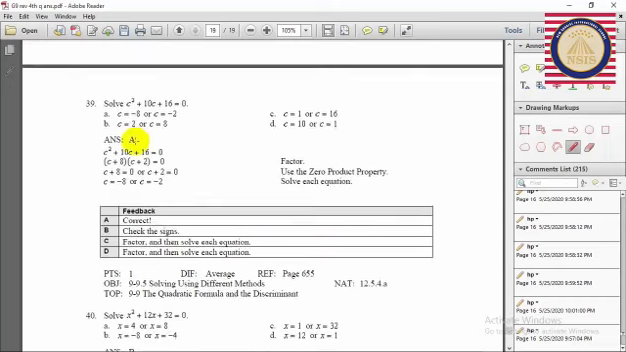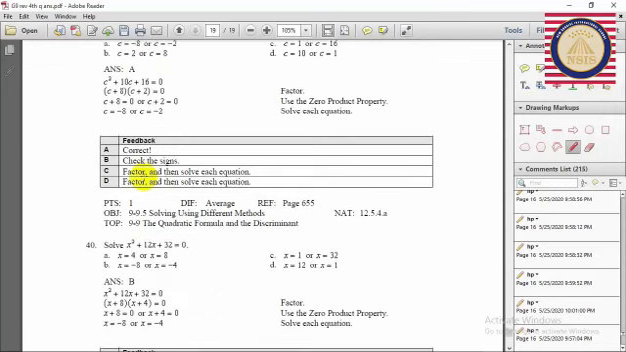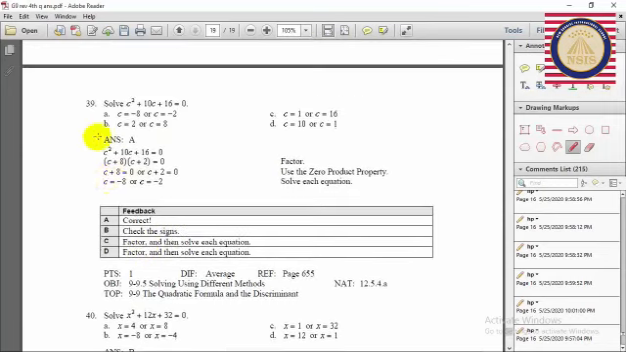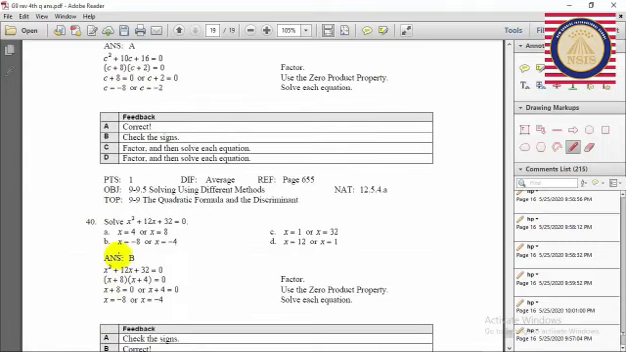Here we're going back to factorizing again. Okay. Of course, you can solve number 39 and 40 by yourself. So easy.